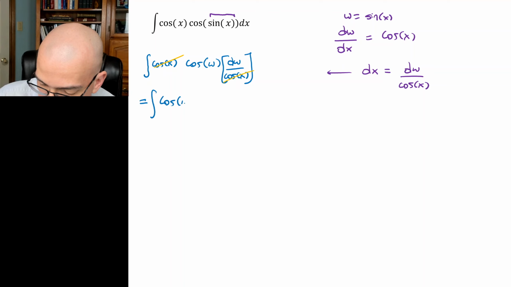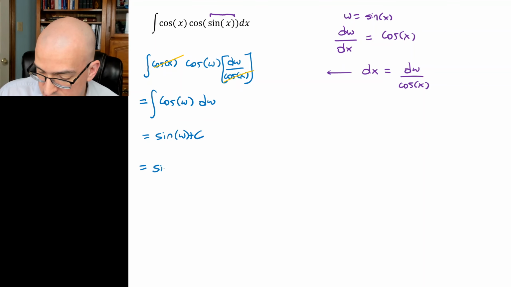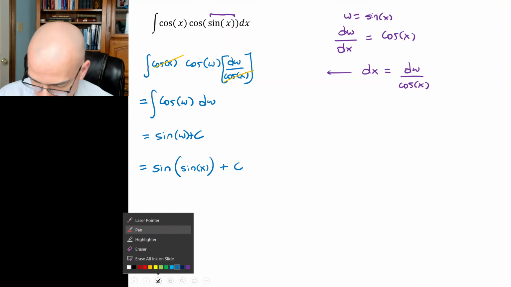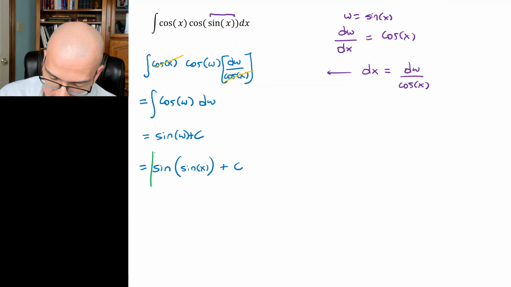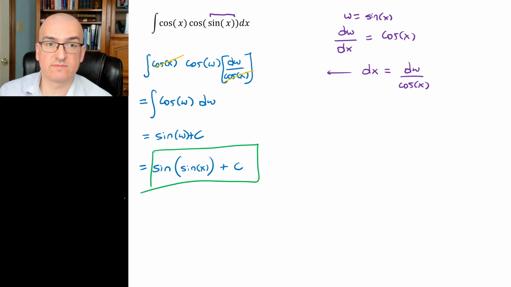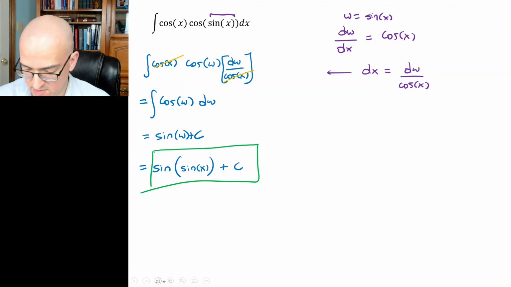This is just like the last one. Antiderivative of cos of w is sine of w plus c. And then we undo the substitution. W is sine of x. We have the sine of the sine of x plus c, which looks weird, but nothing wrong with that. You can have a sine of x plugged into a sine. It's allowed.